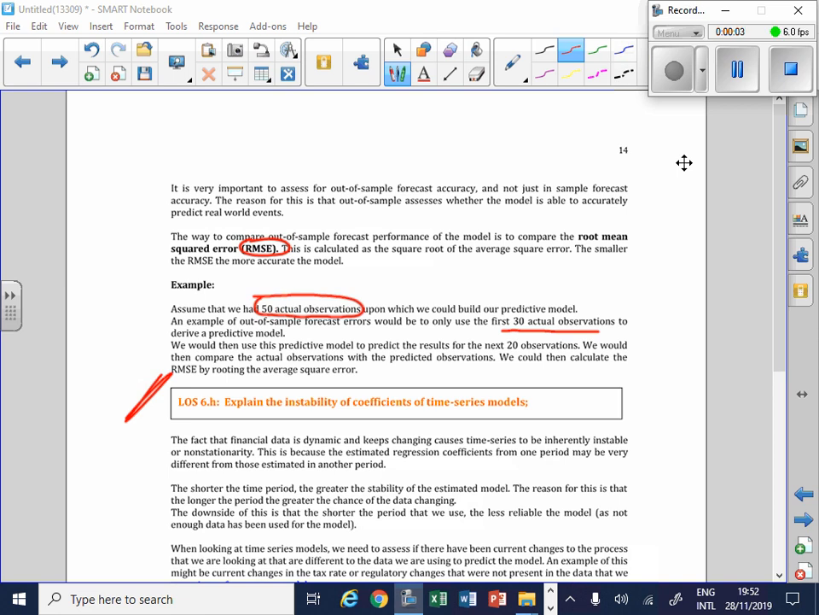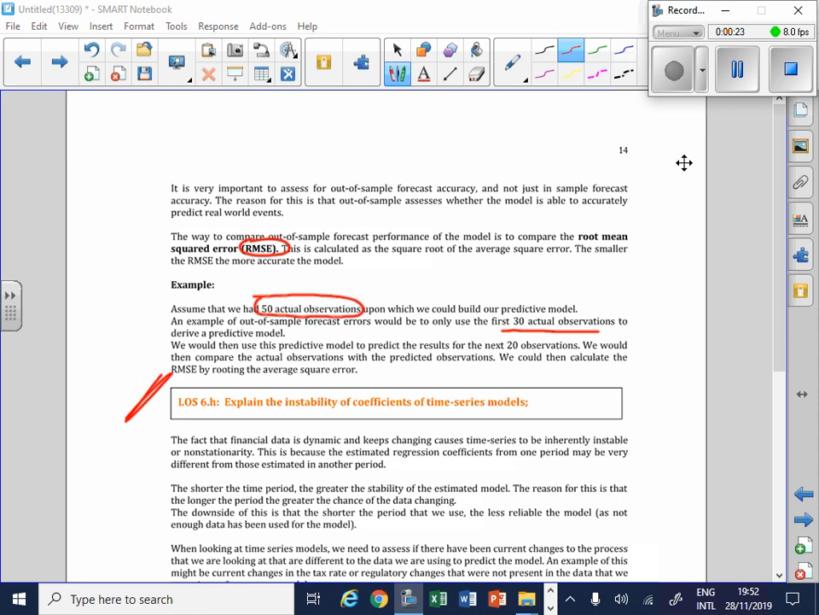Now we get into a little bit of, not the crazy stuff, but a little bit more technical stuff, guys. We've dealt with most of the models already, most of the calculations. Let's have a quick look. Learning outcome statement 6H. Explain the instability of the coefficients. Why would your coefficients perhaps be not as stable as we would like?